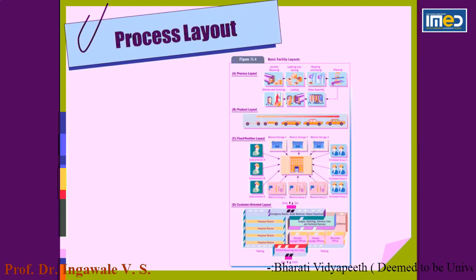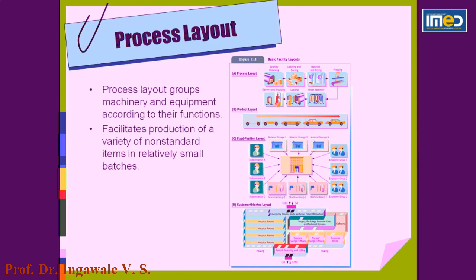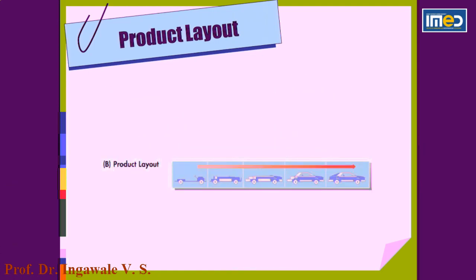Then already, as I had discussed, this is one of the examples related to process layout. So process layout groups machinery and equipments according to functions, then facilitates production of a variety of non-standard items in relatively small batches. So these are the characteristics of process layout.